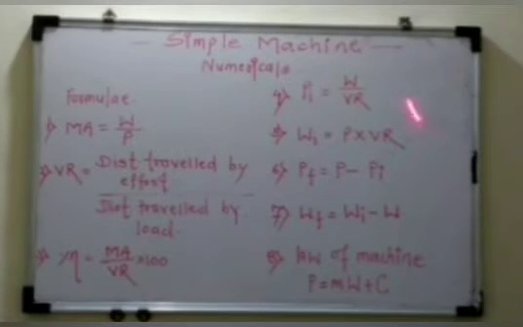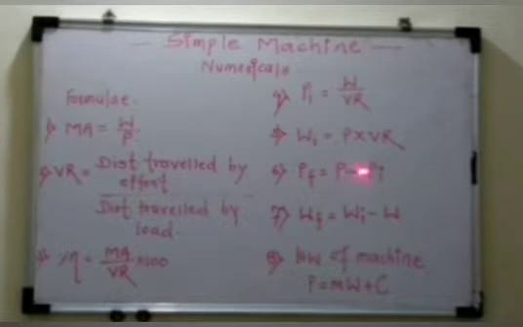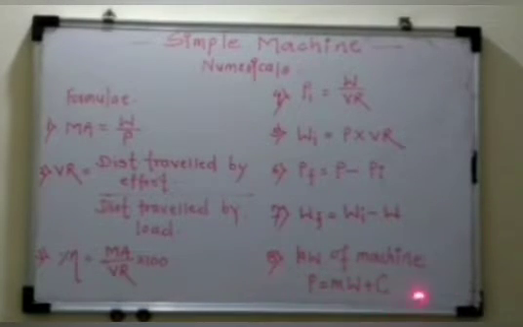Next one is the ideal effort. I is the suffix for that P, which stands for ideal. So PI is nothing but W upon VR. Then WI is P into VR, then PF is P minus PI, WF is WI minus W, and the last one is the law of machine, that is P is equal to mW plus C. M is nothing but the what? Slope, and C is the y-intercept.